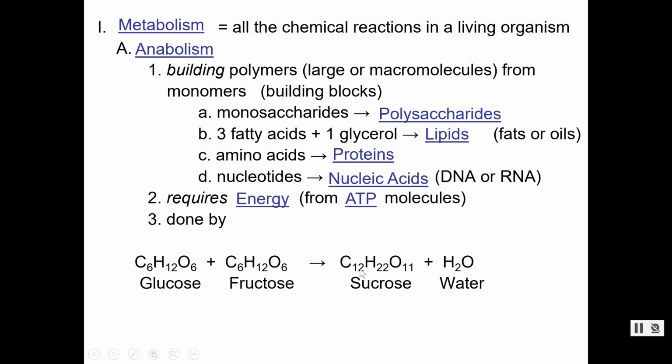Sucrose has 12 carbons, which is good, 6 plus 6. But if you look, it only has space for 22 hydrogens when I should have 12 plus 12 is 24, and it only has 11 oxygen. 6 and 6 should give me 12. So I've got 2 hydrogens and an oxygen left over. What does that make? Water. This process is called dehydration synthesis, removing water. Synthesis, you're building something. You're building something by dehydrating it, by removing water.